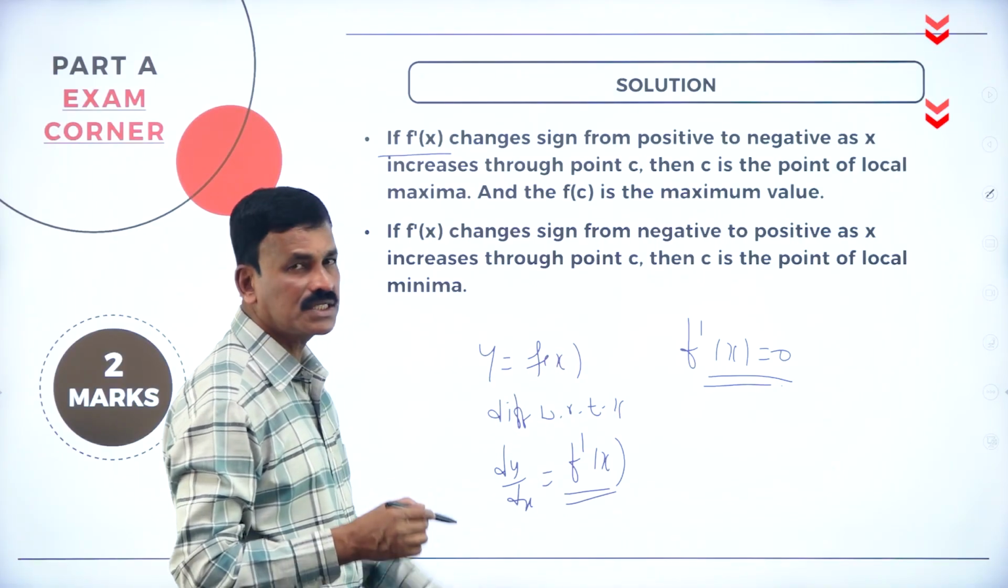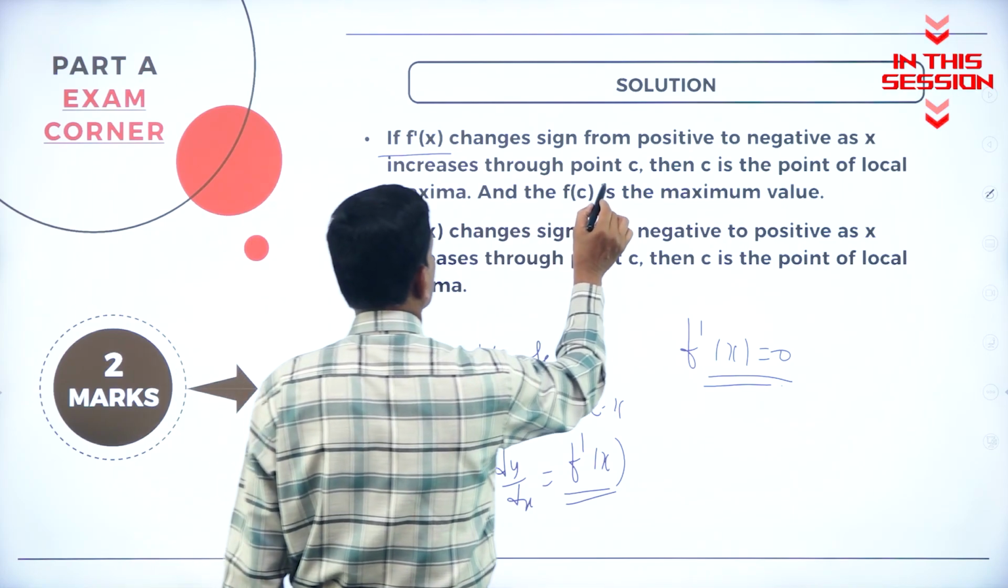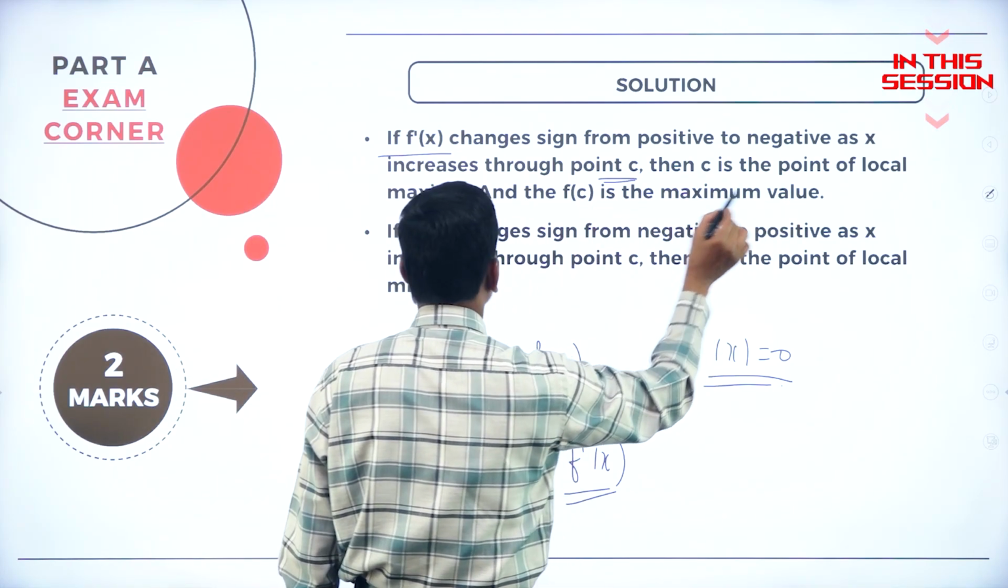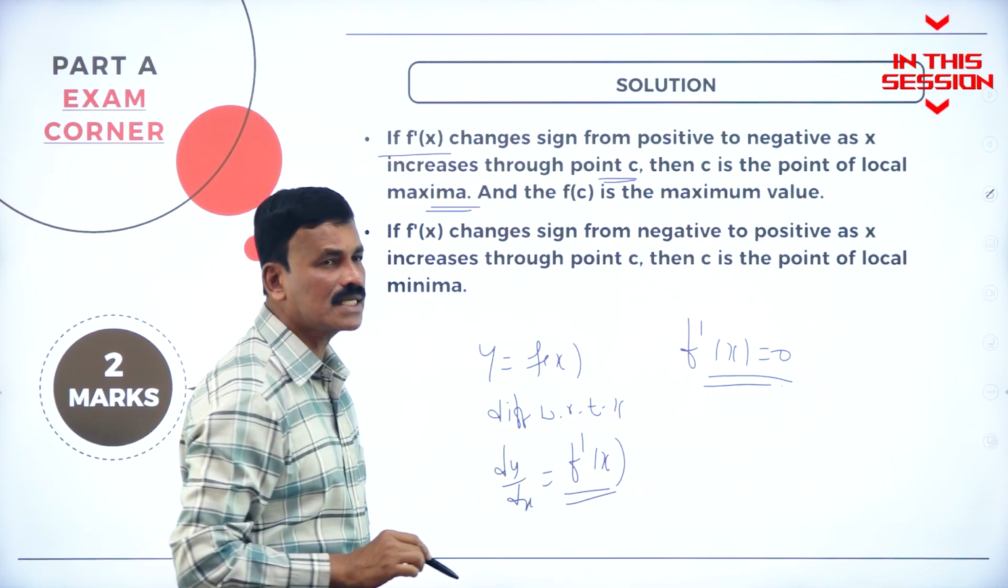If f dash x changes sign from positive to negative as x increases through the point C, then C is called the point of local maxima and f of C is called the maximum value.